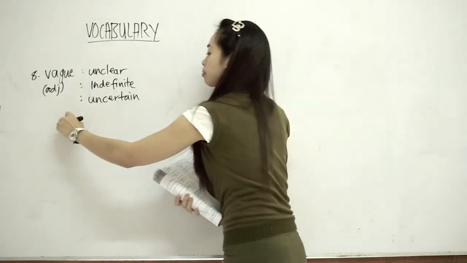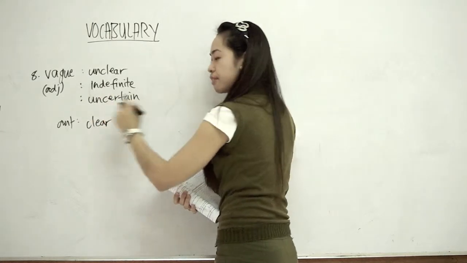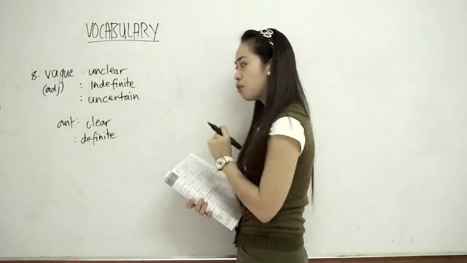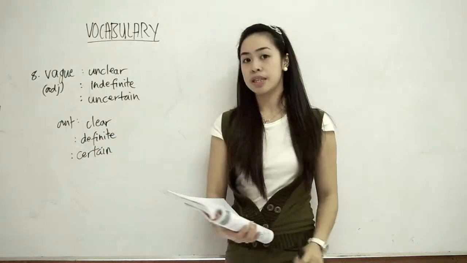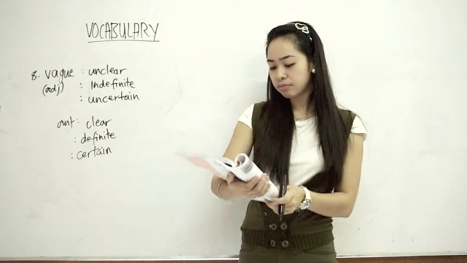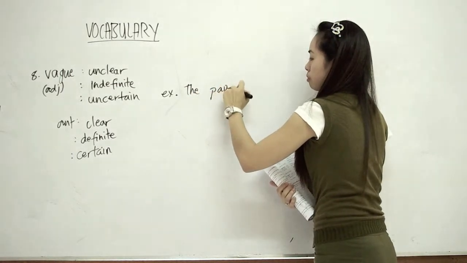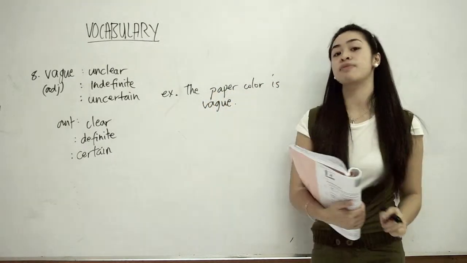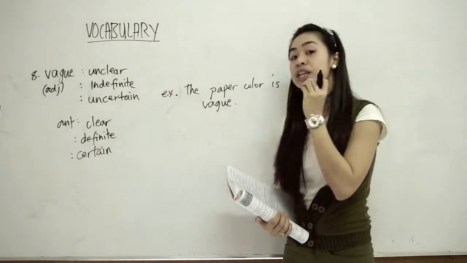Next, antonyms. From the word unclear, clear. From the word indefinite, remove the in to say definite. And again, to remove the un, just simply add the word certain. Then it only means that that is the positive. Okay, so the best example for this one is: the paper color is faded, meaning the color is almost fading. So it's not good or it's not readable at all.